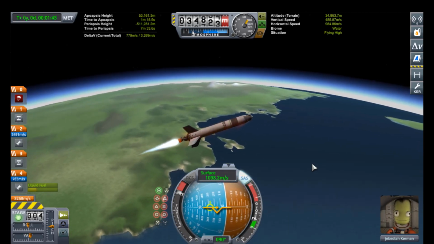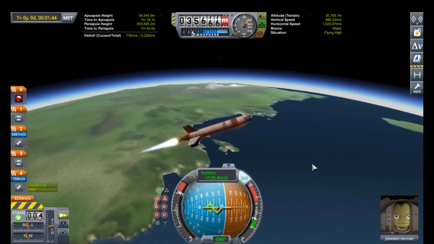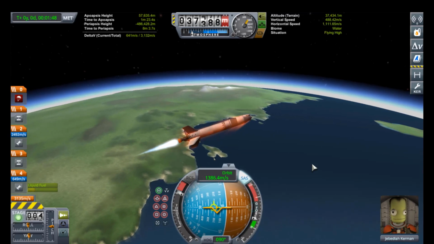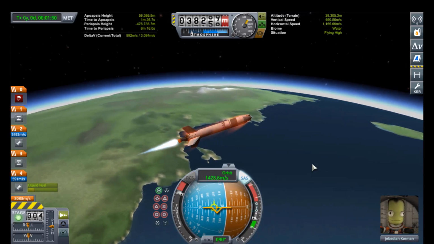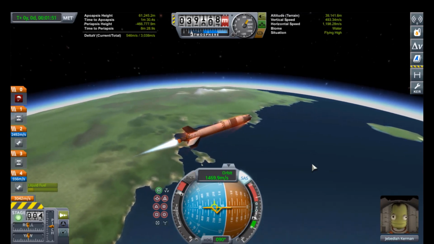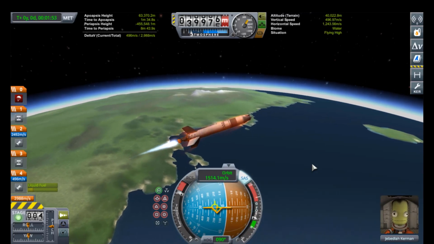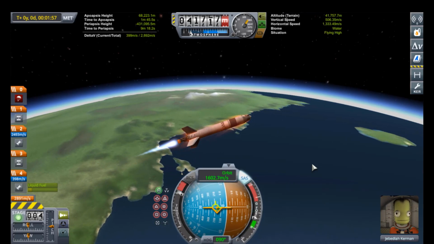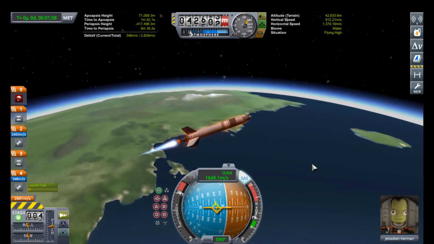Plus, because we're still in the atmosphere here at 35,000 meters, there's still drag that's going to cause us to slow down, and then we'll just head back down to the surface. So we need to get up outside of 70,000 meters. Right now I'm at 40,000, so I'm continuing to climb, but I'm still in the atmosphere.